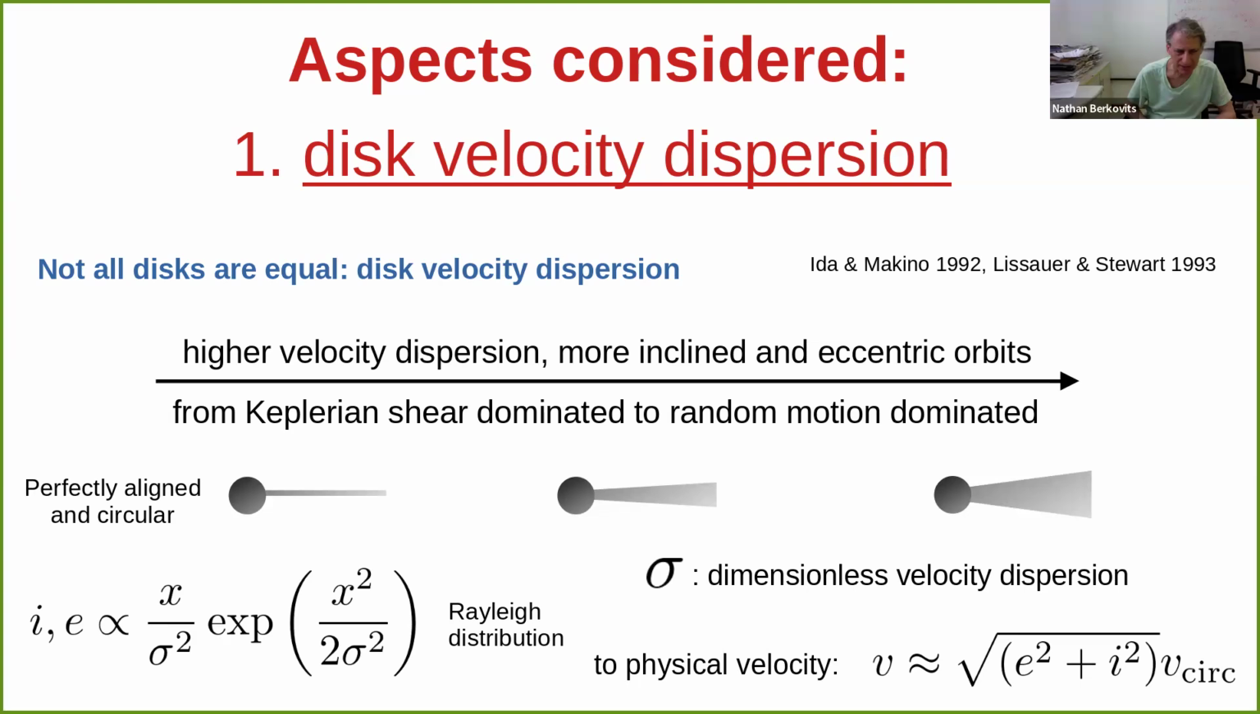Okay. And what is X in the distribution you looked at? It's either the inclination or the eccentricity. Ah, okay. And sigma is basically just the dimensional velocity dispersion that characterizes the distributions of eccentricity and inclination in a random-motion-dominated disk. Yeah. Okay, thanks.